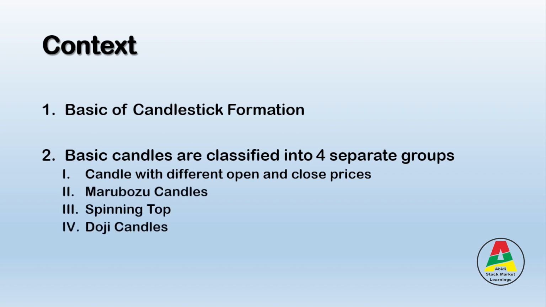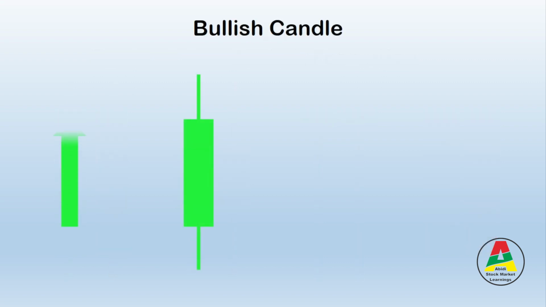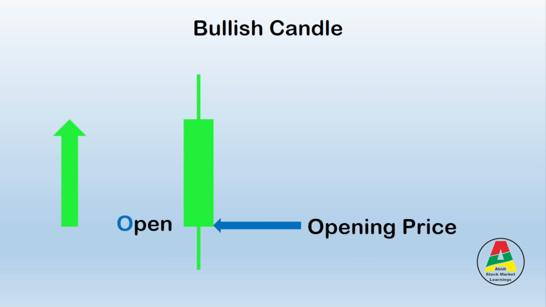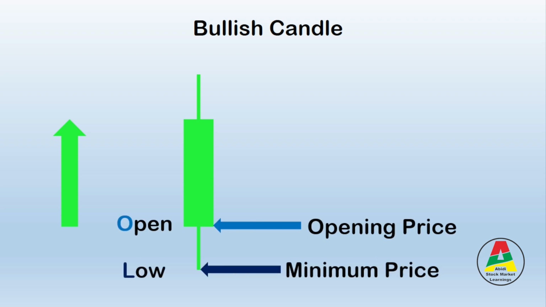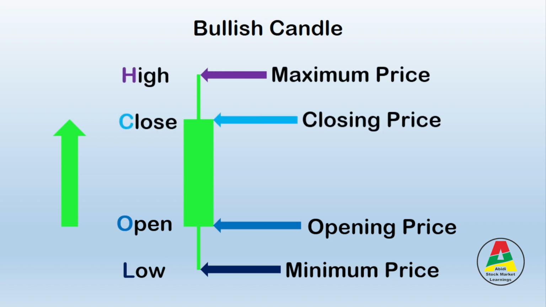Moving on to topic number 1, the basics of candlestick formation. This is known for the candlestick line data into the same time interval that consists of the following components. It is common to find OHLC representing the order and displaying the prices for open, high, low and close. In the bullish candle, the opening price appears as open, the minimum price appears as low, the maximum price appears as high, and the closing price appears as close.